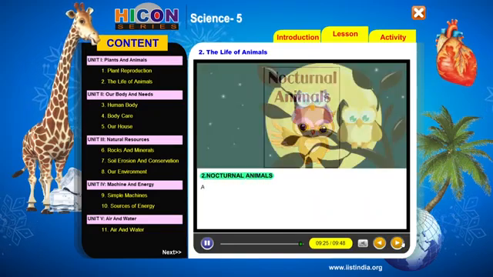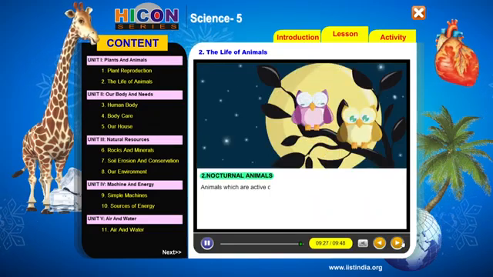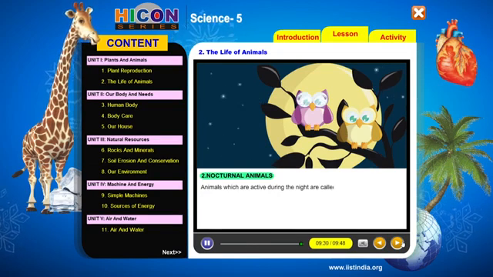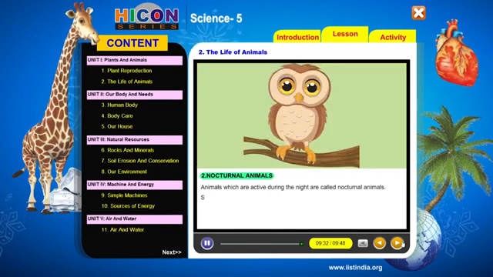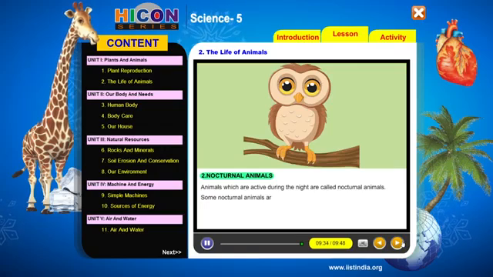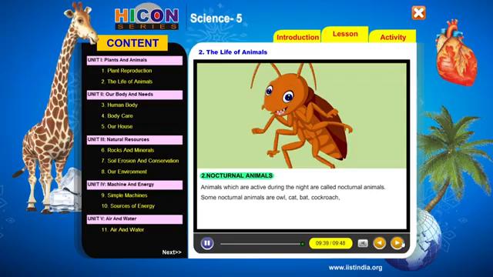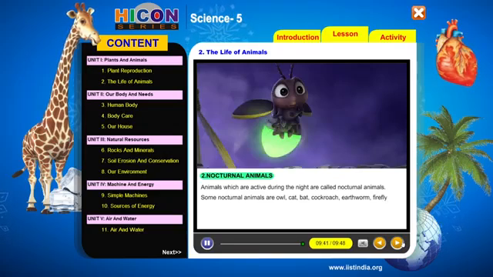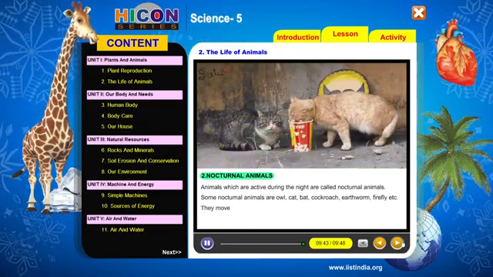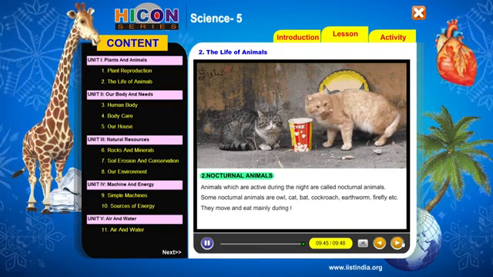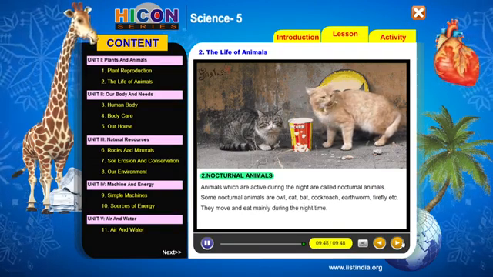2. Nocturnal animals. Animals which are active during the night are called nocturnal animals. Some nocturnal animals are owl, cat, bat, cockroach, earthworm, firefly, etc. They move and eat mainly during the night times.